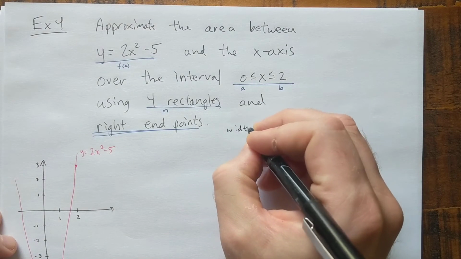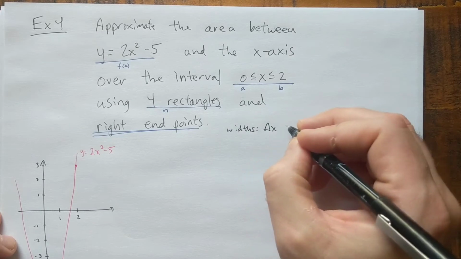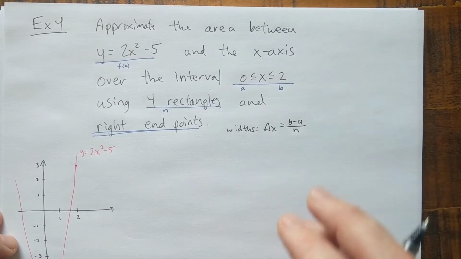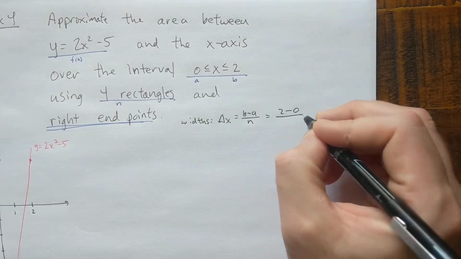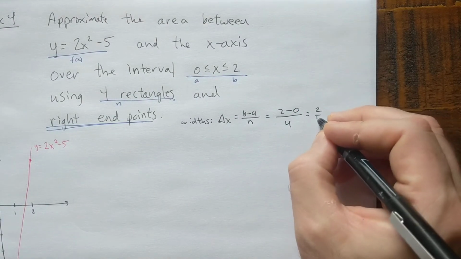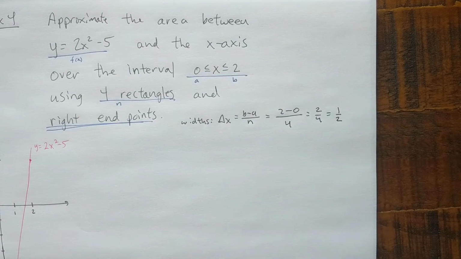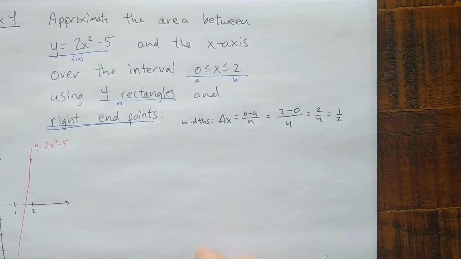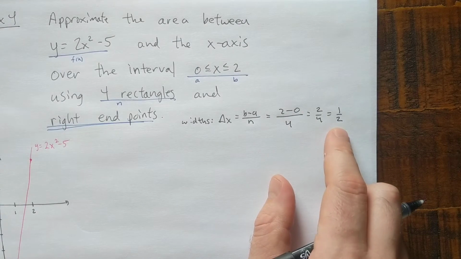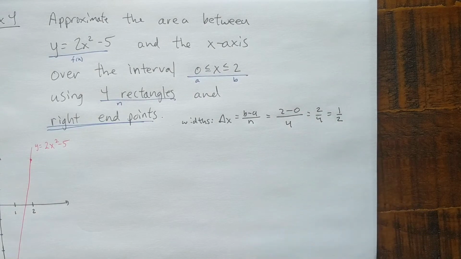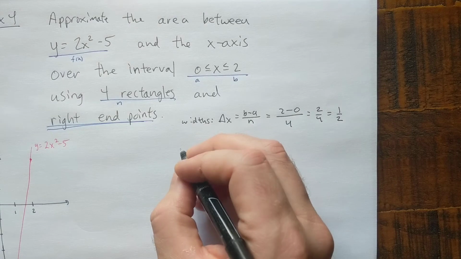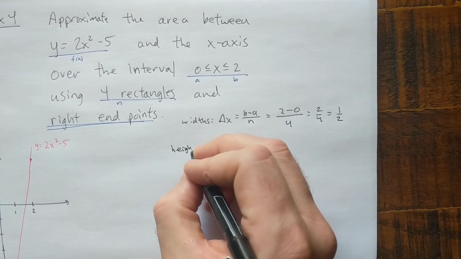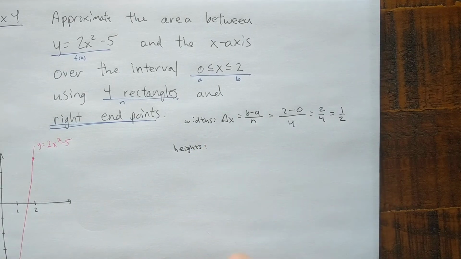So our widths will be given by delta x, and the formula is always b minus a over n. B is 2, a is 0, and then n is 4. So this is 2 over 4, or 1/2. This is the first time we've had, oh, I guess we had pi over 4 as a width, but this is the first time we've had a non-trig example with smaller, or not whole number, widths. But we'll see how that goes. And then, what's going to happen with the heights? Something that hasn't happened in any of our examples yet.